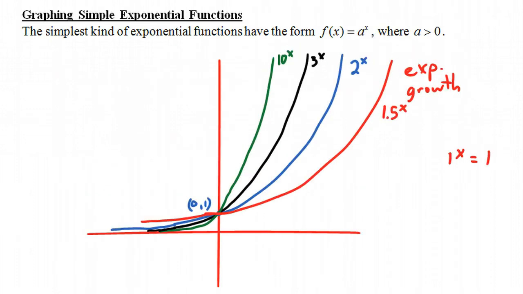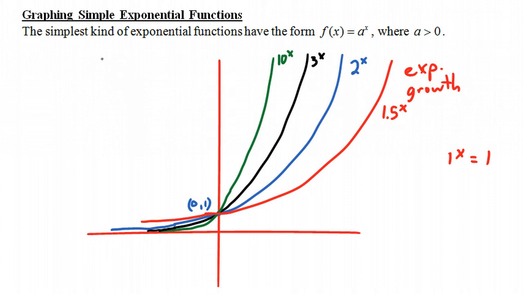Well, let me just say, if you're going to do 2 to the x, 1/2 to the x is really the same thing as 2 to the x, only it's flipped across the y-axis. And that has to do with the fact that 1/2 to the x is really the same thing as 2 to the negative x.